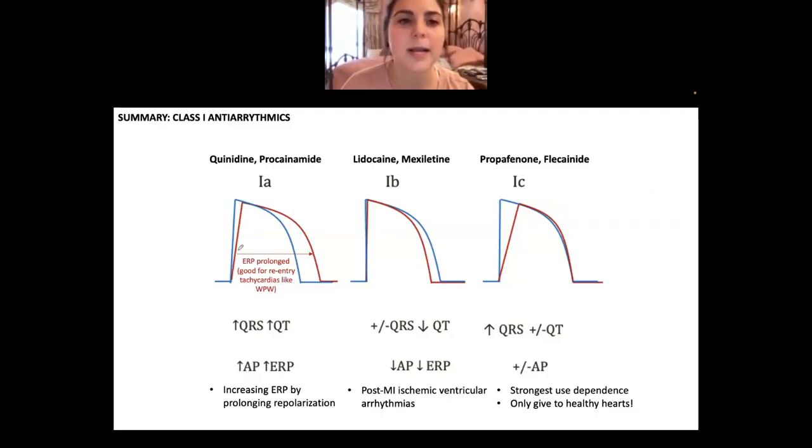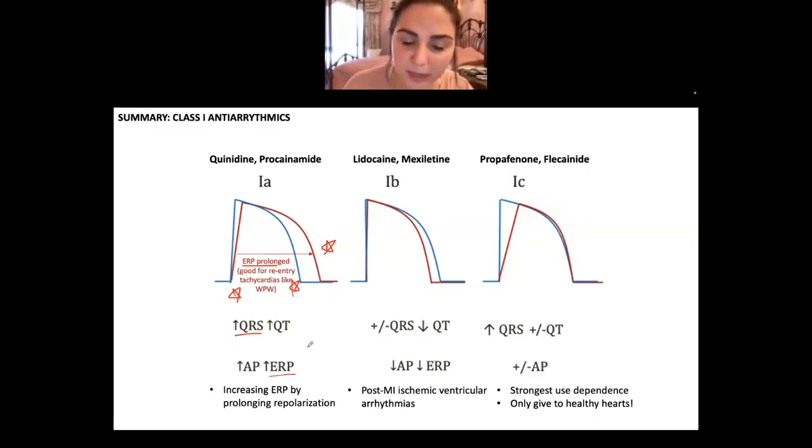So remember, your class 1A is quinidine, procainamide. It's going to have moderate use dependence on the upstroke, also on the QRS complex. It's going to widen it. But remember, the class 1As also block potassium channels. It's a very class 3 type thing, but it also does it if it's a class 1A. So it's going to prolong the ERP. Again, this is very good. So the class 3s are good for reentry tachycardias through the AV node, but the class 1As are also really good for reentry tachycardias through the AV node because of this ERP prolongation.